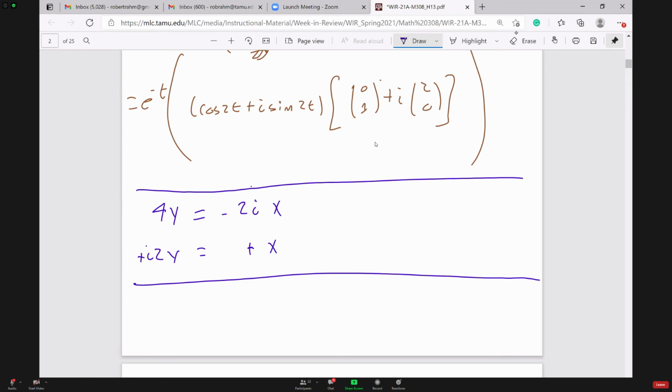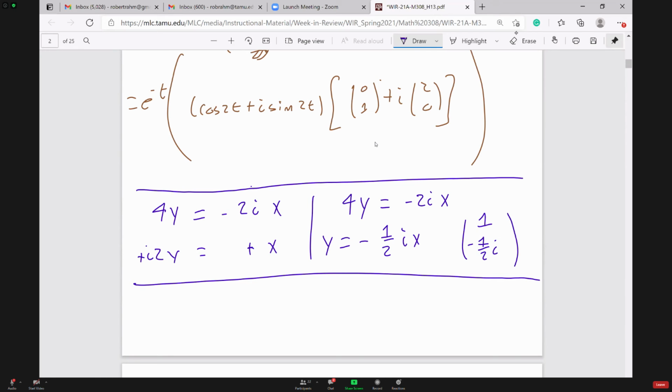But to answer maybe what I think you're asking, Abby, if you start with something like 4y is equal to minus 2ix, you could solve this and get y is equal to minus 1/2 ix. And so now you know that you'll have 1 here and minus 1/2 i. And to answer your next question, yeah, we just picked the simpler one.